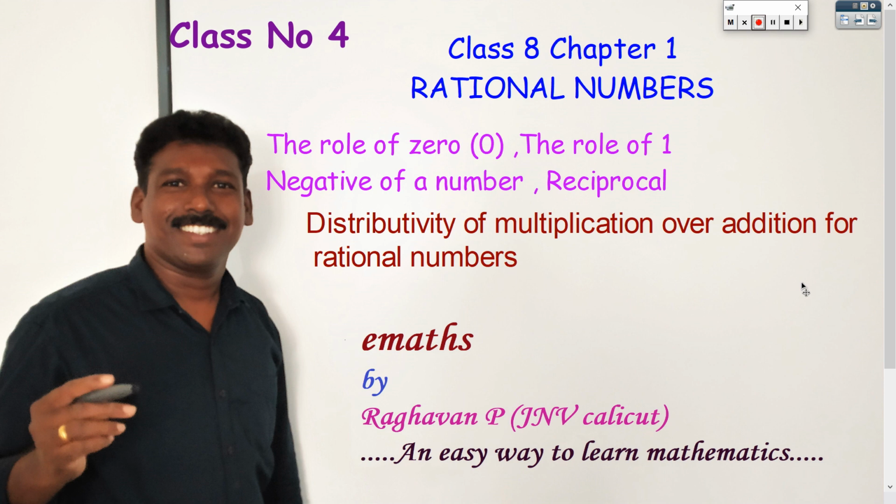Rational Numbers, class 8. Today I am going to discuss the role of 0, the role of 1, negative of a number, reciprocal, and distributivity of multiplication over addition for rational numbers. At first, let us check the role of 0.